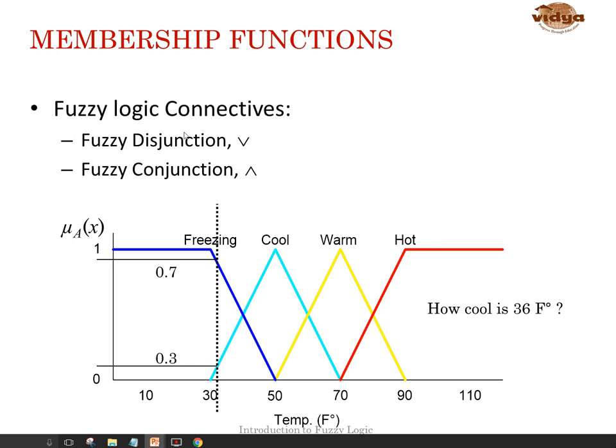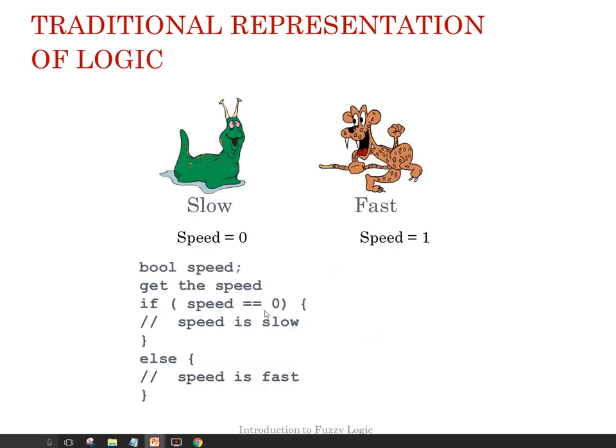Membership functions, disjunction and conjunction are shown here. If you use if-then rules, you can write these fuzzy disjunction and conjunction functions, and thereby get different membership functions. Now the traditional crisp representation of logic by writing a program is: if the speed is less than or equal to 0, the snail will go at a slow speed, else it will go fast, just like a leopard. So this becomes speed equal to 1.